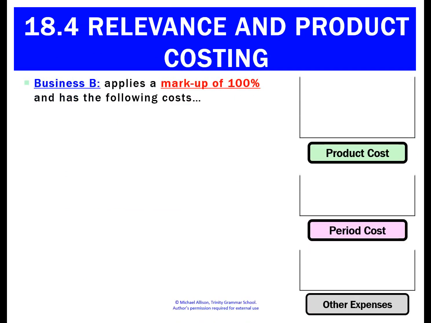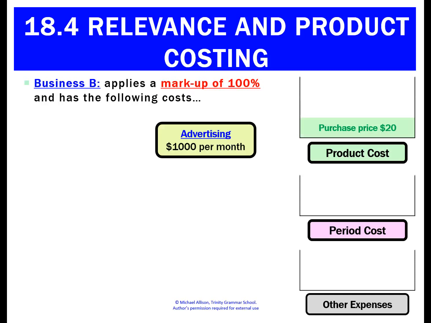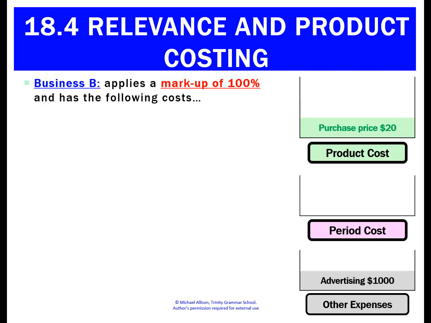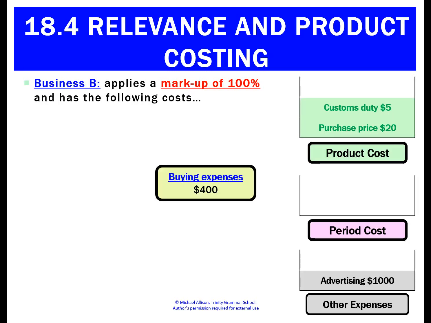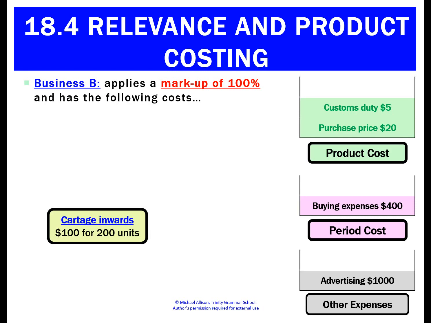Let's look at business B. Business B is actually going to have the exact same costs, identical. So we've got purchase price, $20 per unit, product cost. We've got advertising, $1,000, other expense. We've got customs duty, $5 per unit, that was a product cost. We had the buying expenses, couldn't allocate them, so they were a period cost. And then we had this one, cartage inwards, $100 for 100 units. Now, business A did allocate that. They said over here, put that in as a product cost. So that could be logically allocated.